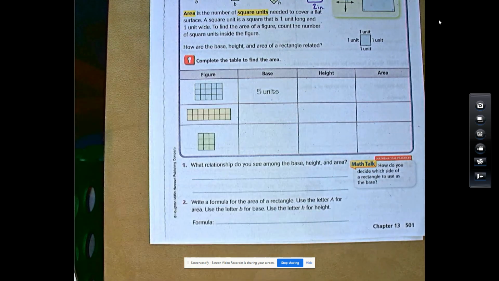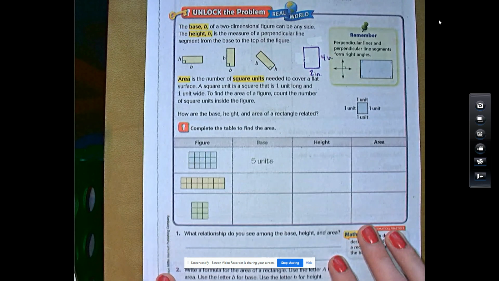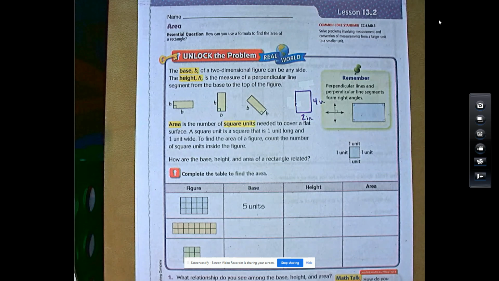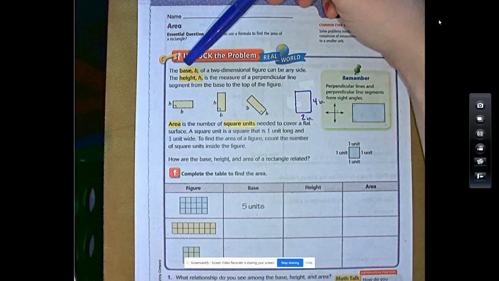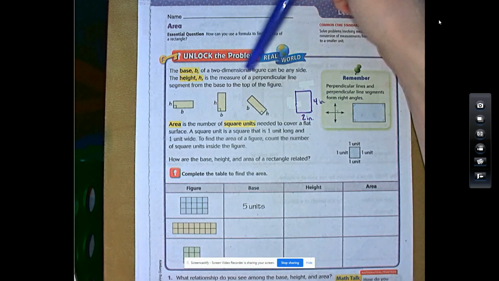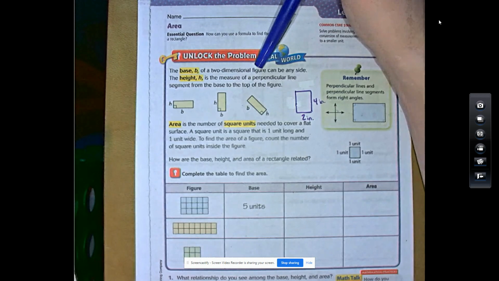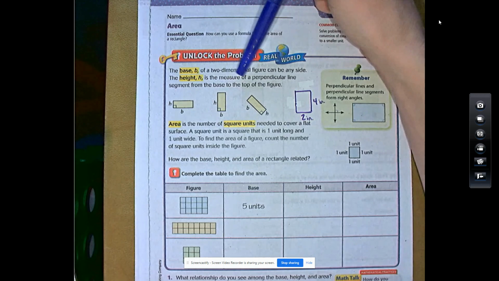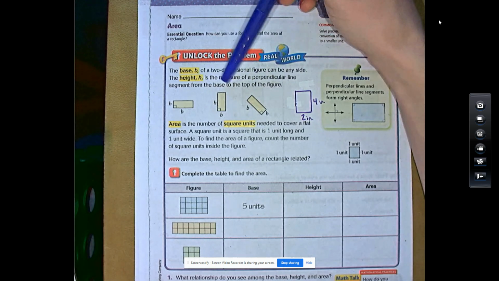And we're going to start the lesson in the book. It says, the base B of a two-dimensional figure, just means a shape on the page, can be any side. The height, h, is the measure of a perpendicular line segment from the base to the top of the figure.